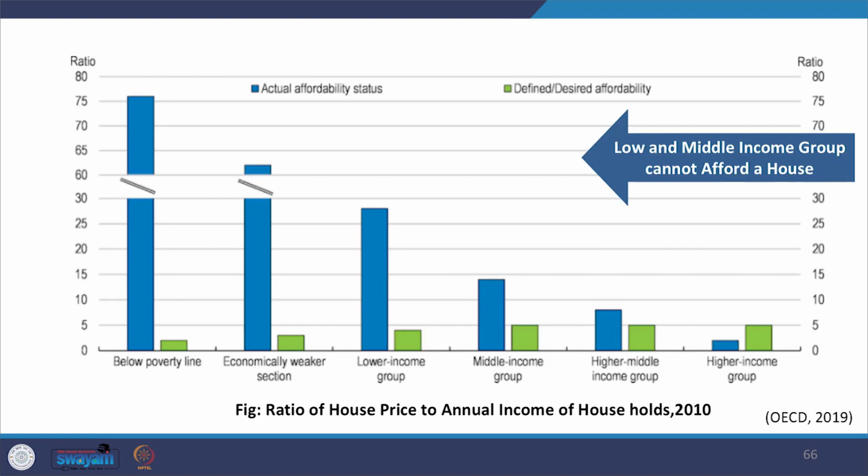In this figure, we see the desired affordability, which is defined as the ratio of house price to annual income, assuming that the house is financed by home loans with equated monthly installments, which we call EMIs, not exceeding a certain amount for each income group.